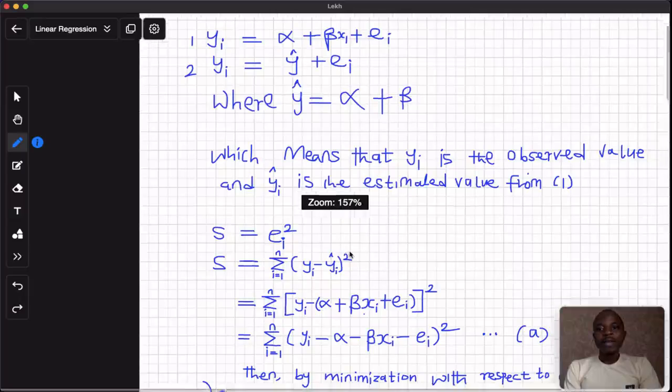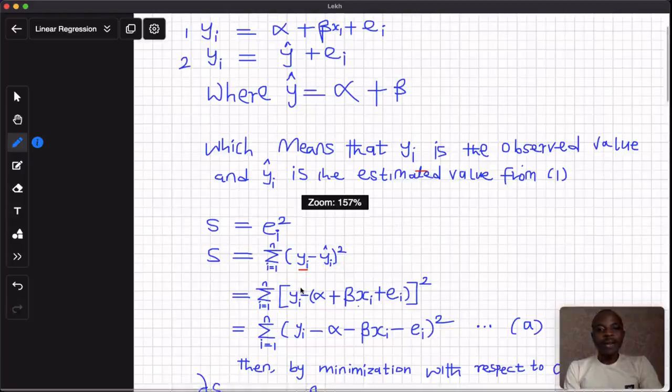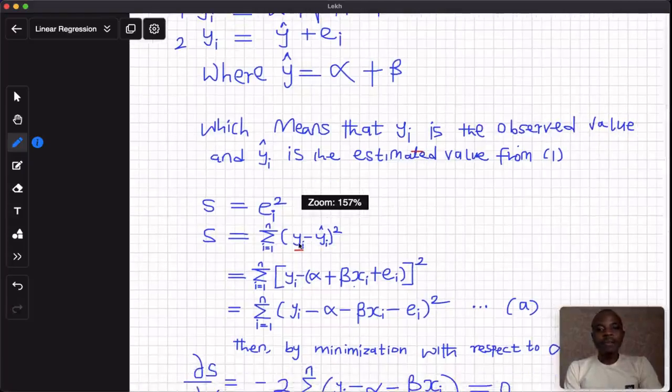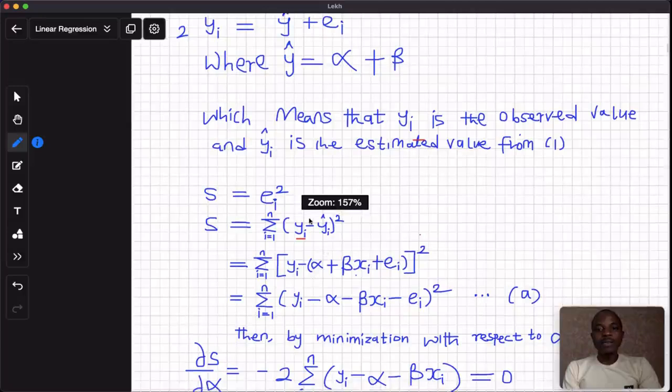Now, by looking for the difference between the observed observation, this one, and the estimated observation, this one, we can actually square this difference and sum up for every single observation. If we do that, then we are going to have what you're seeing on the board, and then we can substitute.